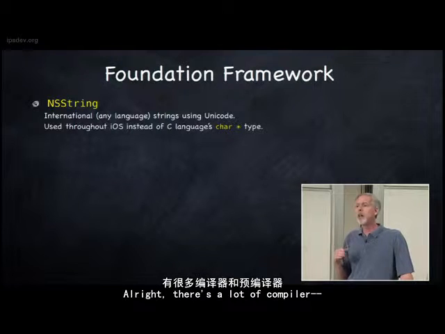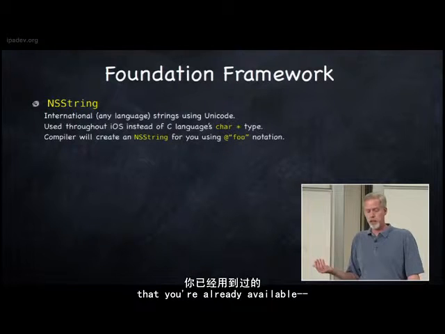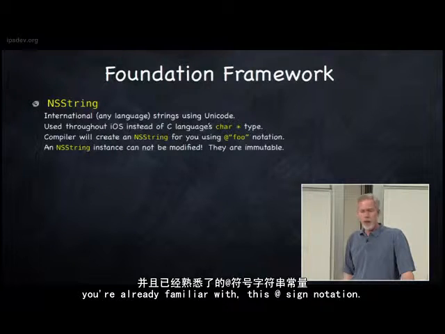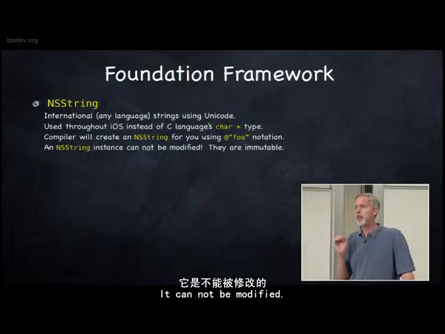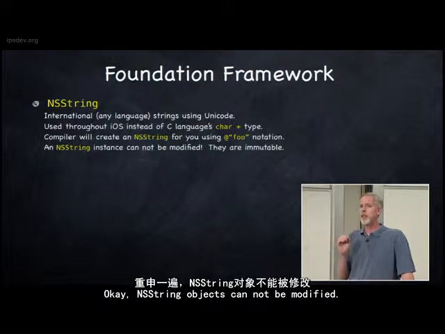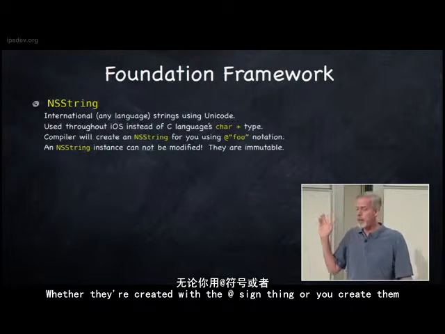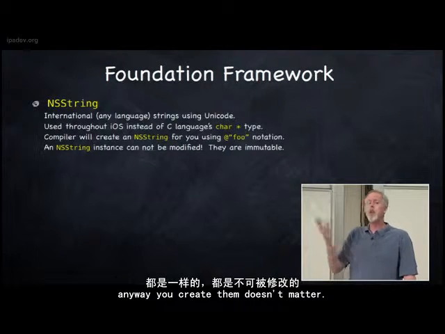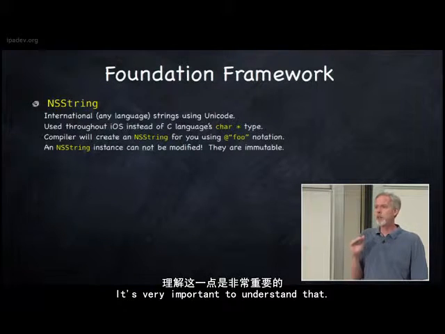There's a lot of pre-compiler support for them, including the constant notation you're already familiar with, the @ sign notation. One thing to notice about a string is that it is immutable. It cannot be modified. NSString objects cannot be modified. Once you create them, they stay that way forever, whether they're created with the @ sign, or by doing stringByAppendingString, or stringWithFormat. Any way you create them, strings cannot be modified. It's very important to understand that.